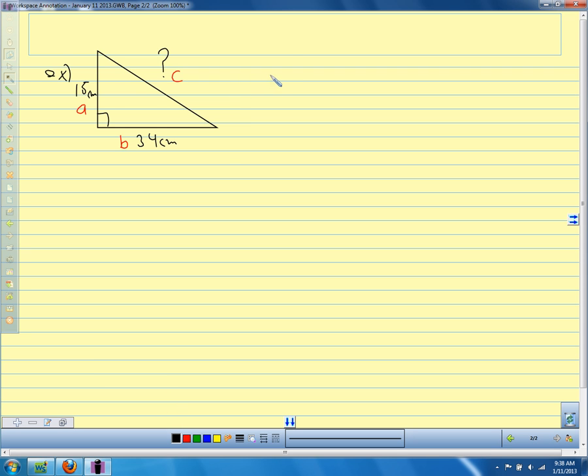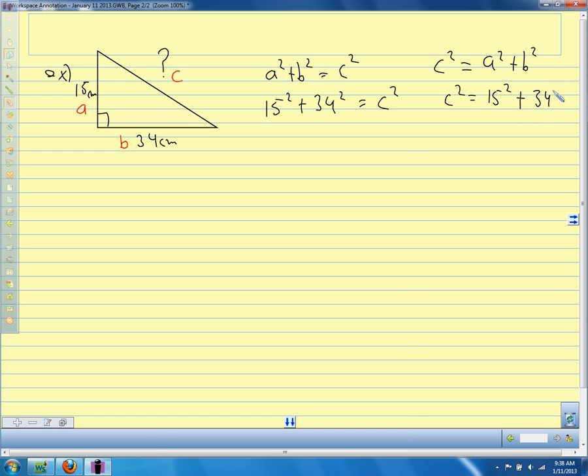And we know that A squared plus B squared equals C squared. So 15 squared plus 34 squared equals C squared. And I can write this equation the opposite way also. I can say C squared equals A squared plus B squared, and I could say C squared equals 15 squared plus 34 squared. It doesn't matter which way I write this equation. It just depends on you and how you want to do it. I usually keep the thing that we're trying to find on the left, but you don't have to do it that way.